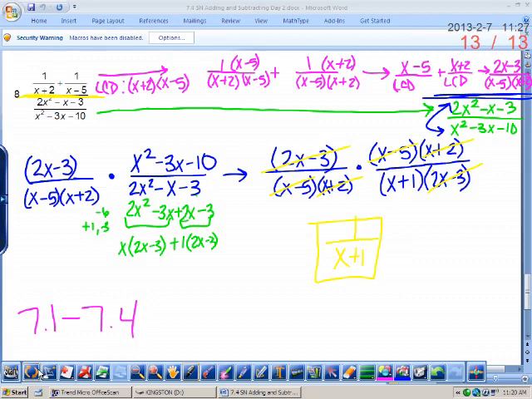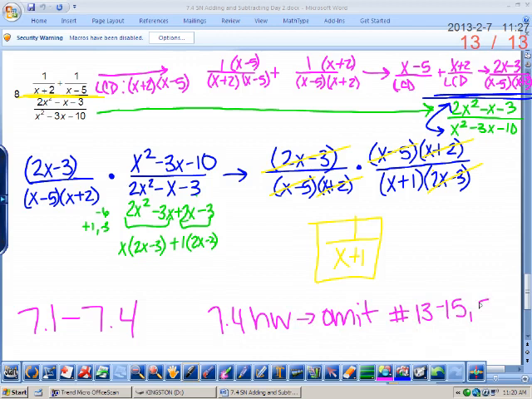Okay. Your homework tonight. Your homework tonight. You may omit numbers 13 through 15 and number 54. 13 through 15 and number 54.